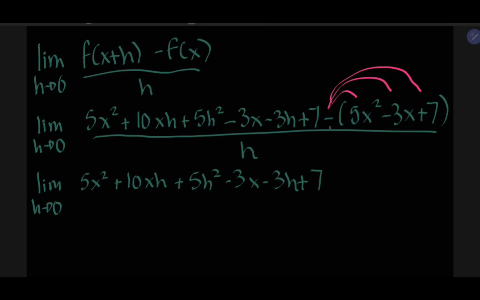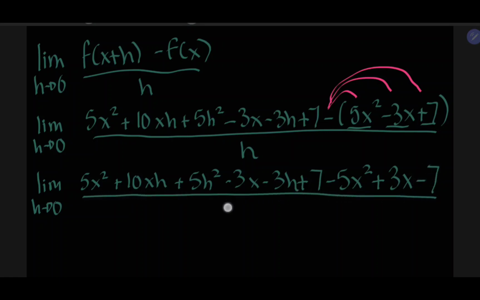When you carry in the negative, it's going to change the sign of everybody within those parentheses. So if it's positive, it'll be negative, so the negative 5x squared. If it's already negative, double negatives create positives. So plus 3x. This is positive 7, so it's going to become minus 7. And this is all still going to be over h.